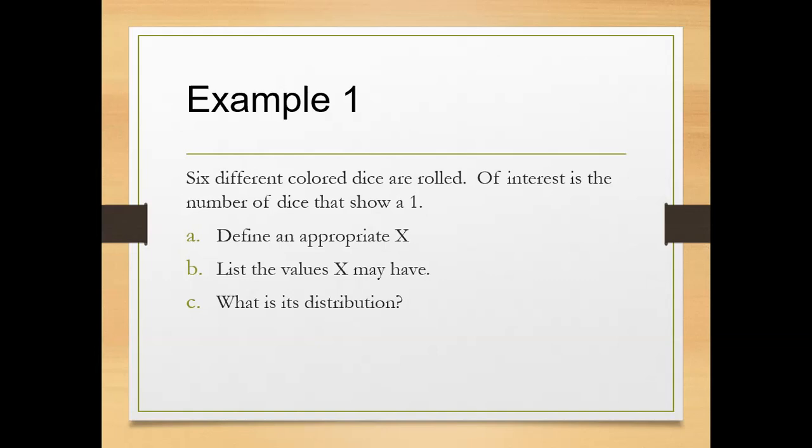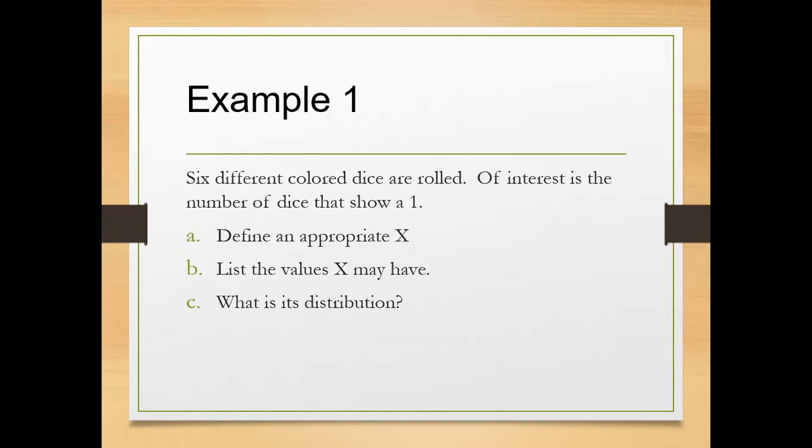Well, binomial with n equal to 6. I have 6 individual experiments I'm doing with these 6 colored dice, and the proportion of success is 1/6. So x is going to be the number of dice that show a 1. I'm doing the trial 6 times, proportion of success 1/6. So define an appropriate x. x would be binomial with n equal to 6, p equal to 1/6.